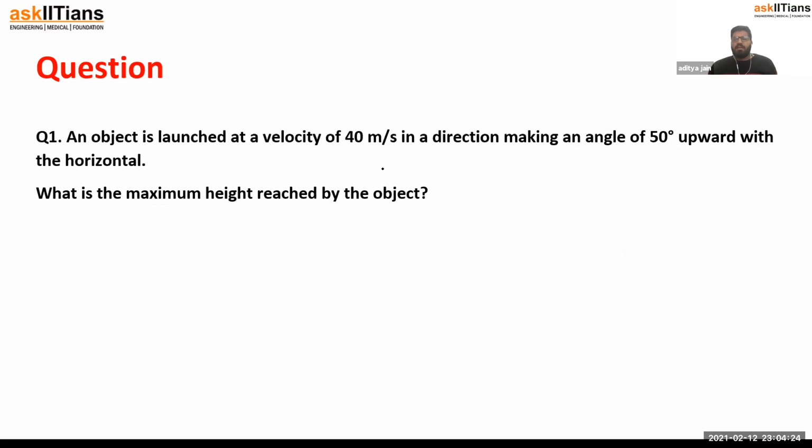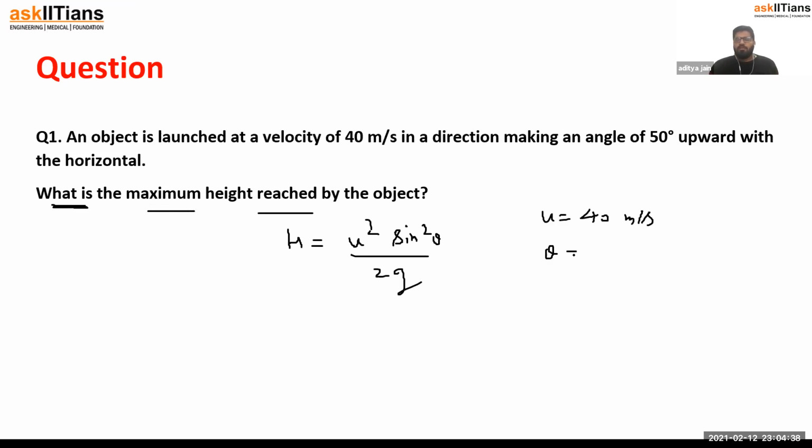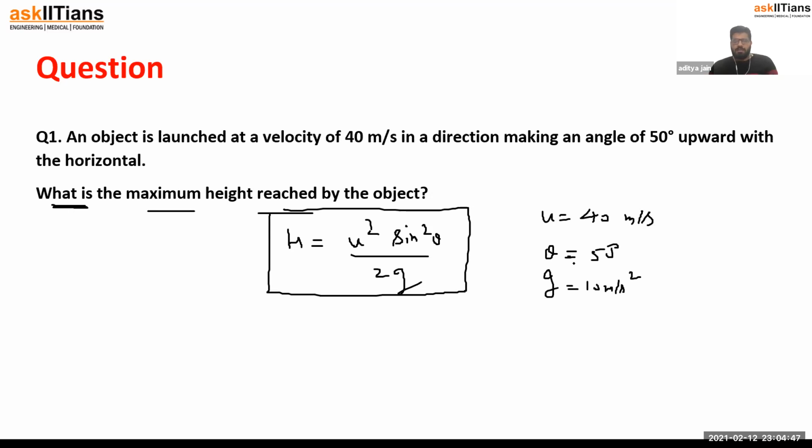Now see the second. The question is the same, the asked part is different: what is the maximum height reached by the object? You know the maximum height is given by u square sine square theta over 2g. You know the value of u, that is 40 meter per second, and theta, that is 50 degree. So by putting the values of u, theta and g, you will get the answer.